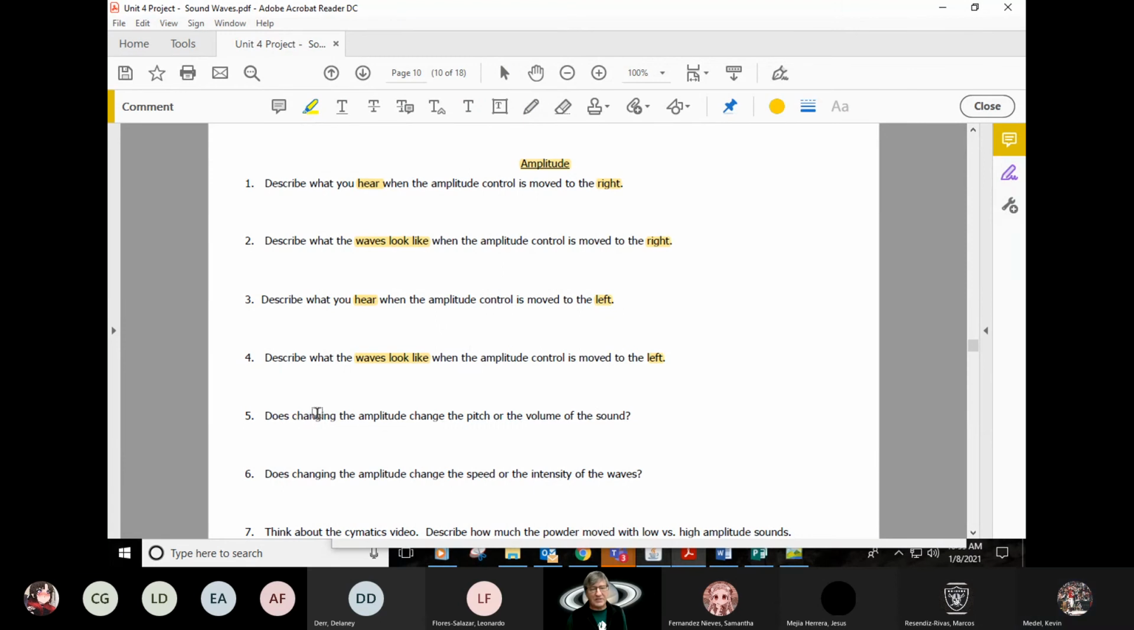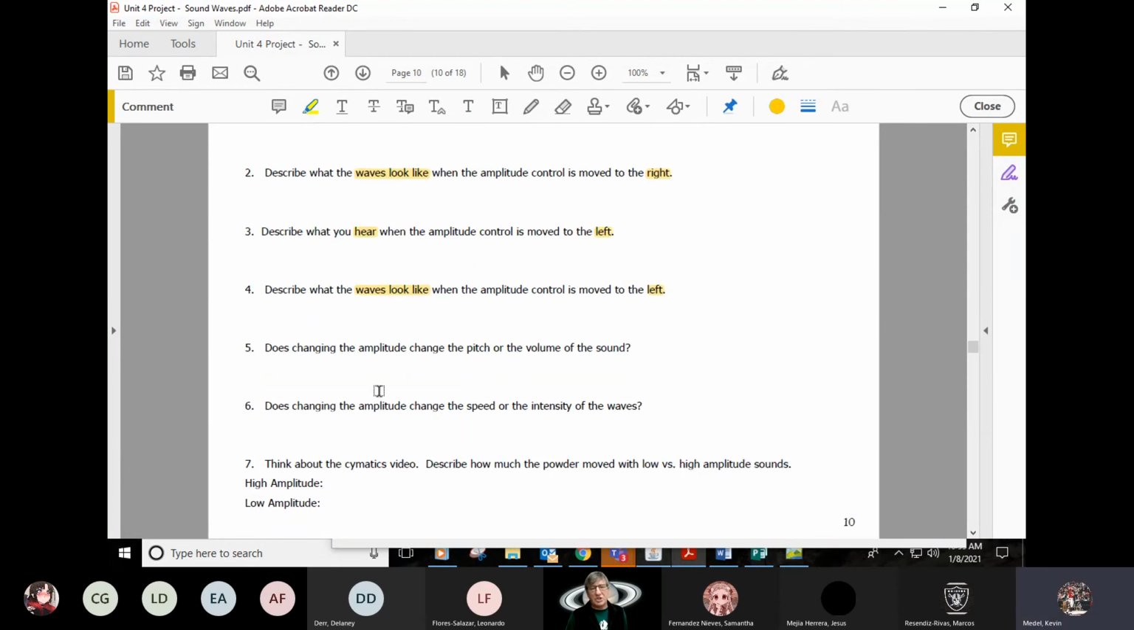So now we can answer 5 and 6. Does changing the amplitude change the pitch or the volume? Were you hearing it change in pitch? In other words, it was rising up the musical scale or falling down the musical scale? Or did you just hear it holding the same note and the volume got louder and quieter?